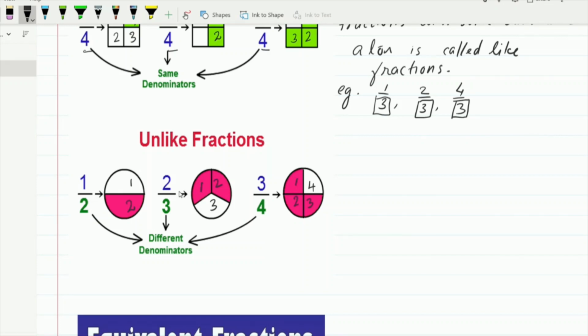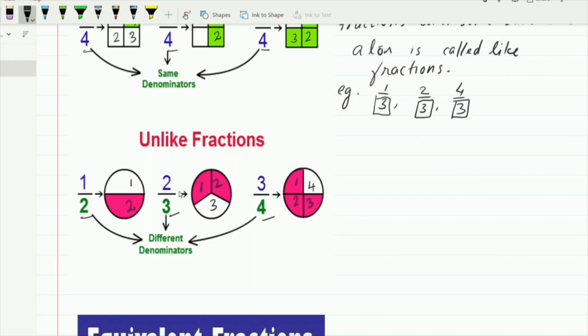Here the figures are divided into different numbers of parts, and at the same time the selected numbers are also different. So we should not go through the numerator for finding out whether the fraction is a like fraction or an unlike fraction. We should go through only the denominator. In this case, first one 2 is the denominator, second 3 is the denominator, and third 4 is the denominator. So denominators are different. Therefore, we can call the fractions unlike fractions.